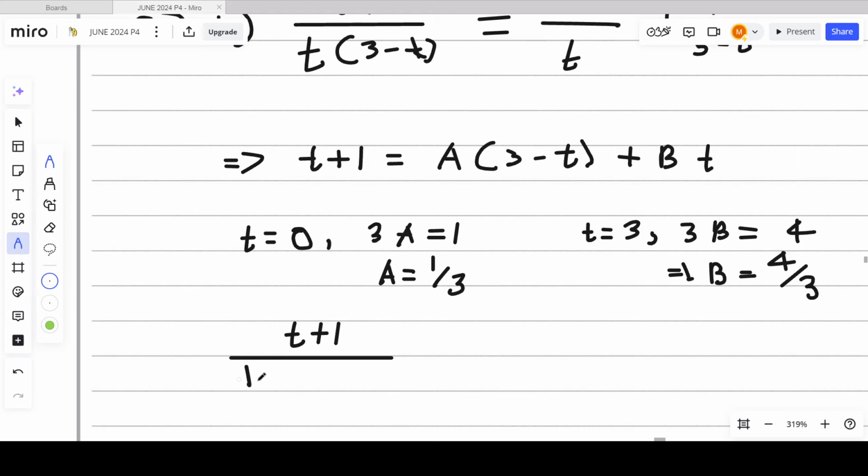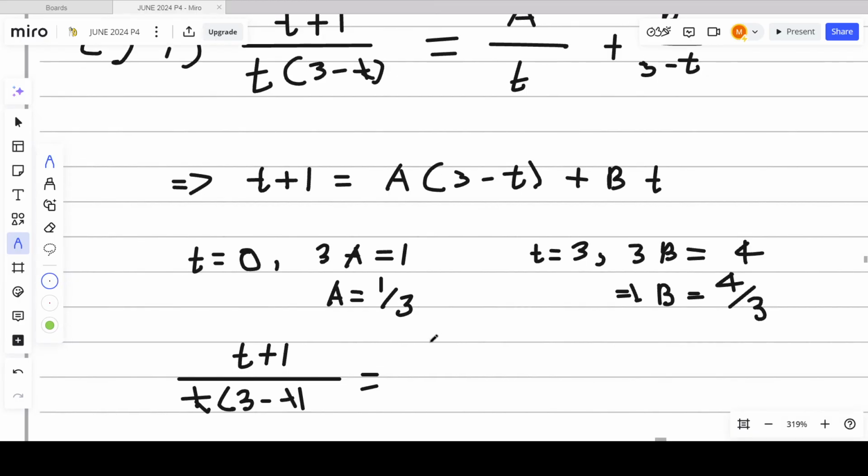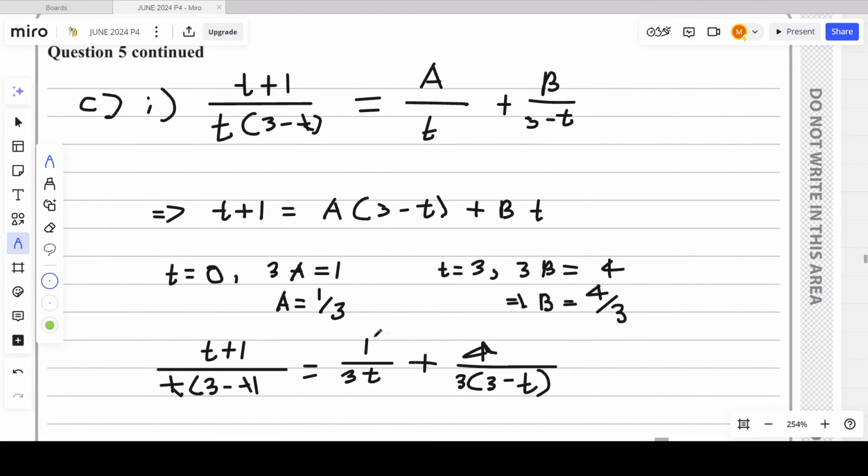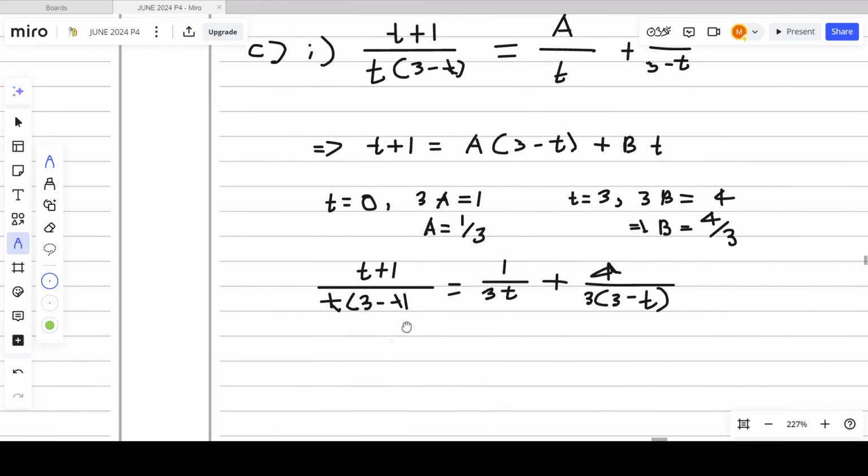So that means (t plus 1) over t times (3 minus t) can be written as 1 over 3t plus 4 over 3 times (3 minus t). Okay, that's it. That's the representation of partial fraction.